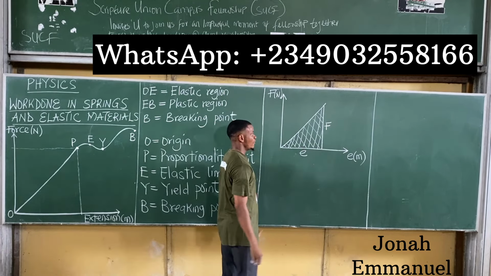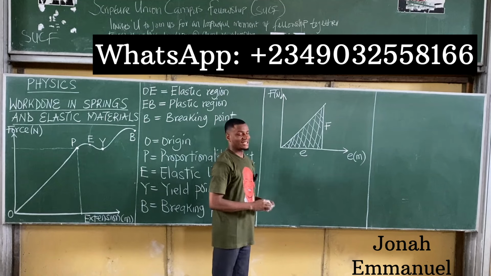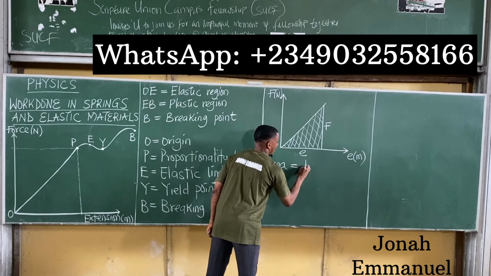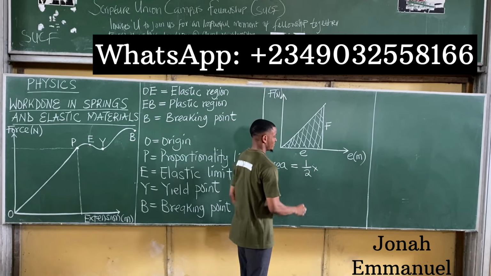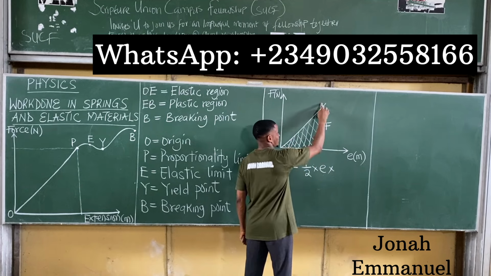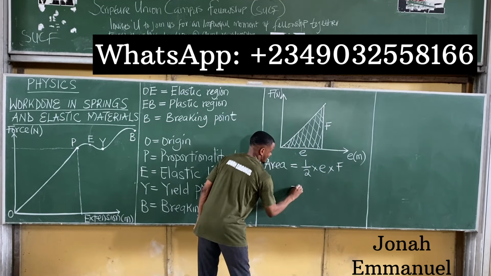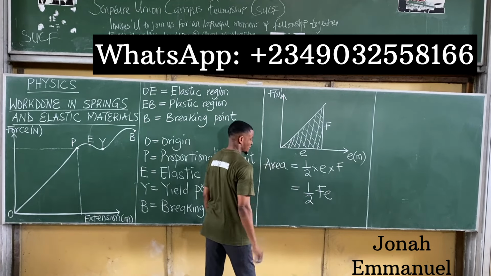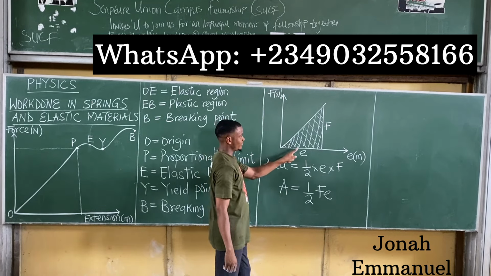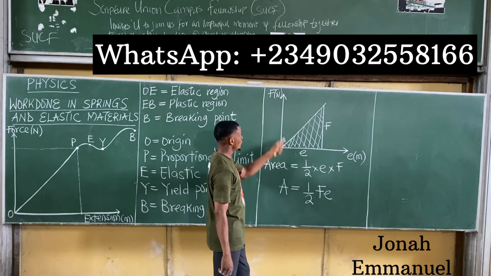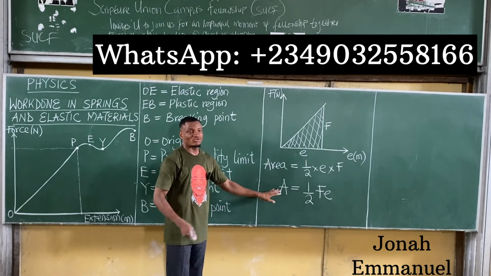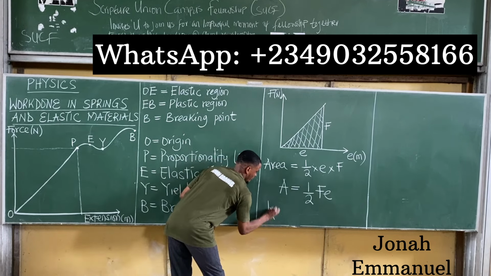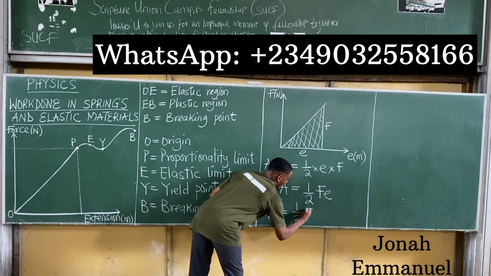Okay, so force extension. From here, we know that what we have here is a triangle. And to find this, the area of a triangle is equal to half times base, perhaps E, times height, which is here is F. If I multiply this, I have half, in alphabetical order F before E. So this becomes the area of the triangle below the force extension graph. Now the area of this triangle is equal to the work done, all right? So I'm saying that work done, W in spring, is equal to half Fe.